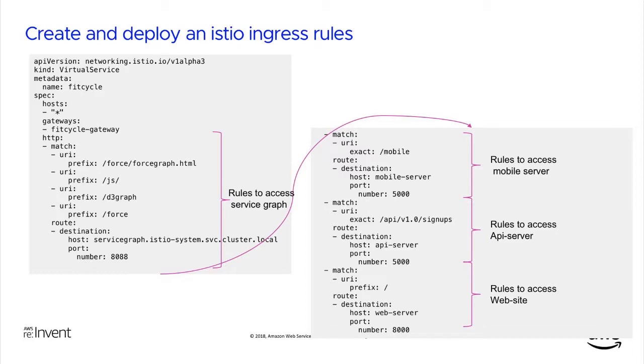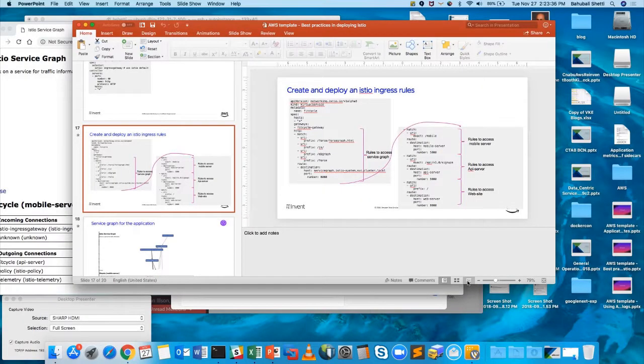Now here, on my first set of rules, I've got the service graph that gets exposed. Secondly, I've got a mobile server that I've exposed. Then I expose my API set, which is over here. And then finally, the website itself. Okay? So let's just take a look at what this looks like on the screen, and then I'll come back and show it to you running, right?